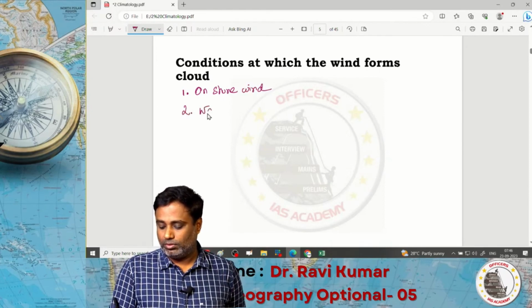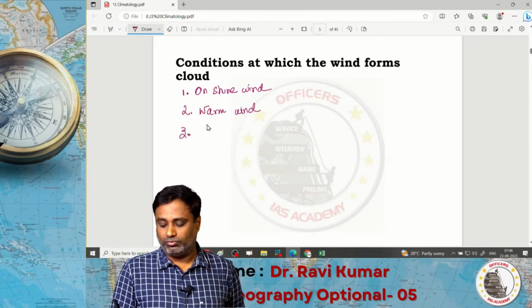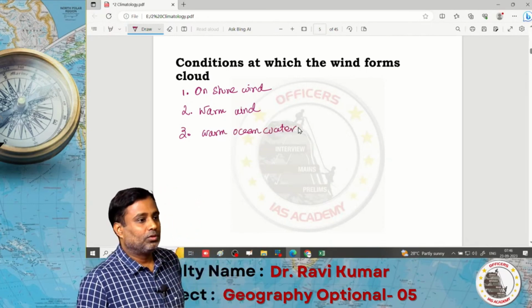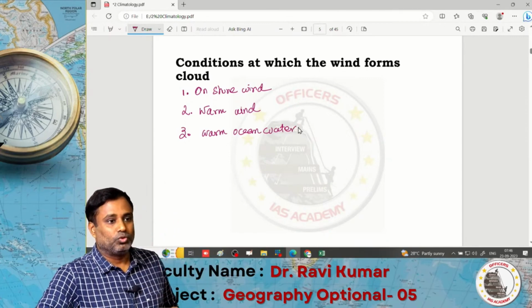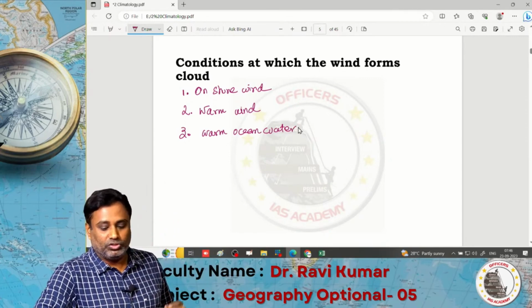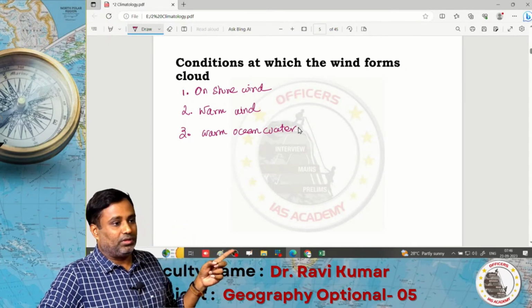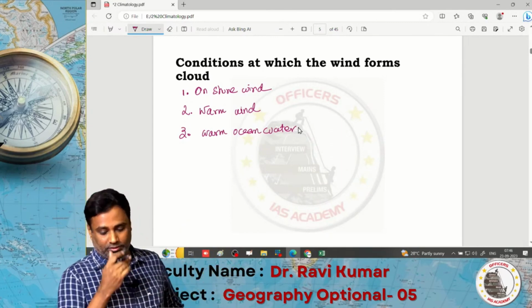Number two, it should be a warm wind system, and warm ocean water. So these are the three important conditions that must be fulfilled by a wind system to create clouds. These three are a must. If any one is absent, that wind will not create any clouds. So I will explain how it is.